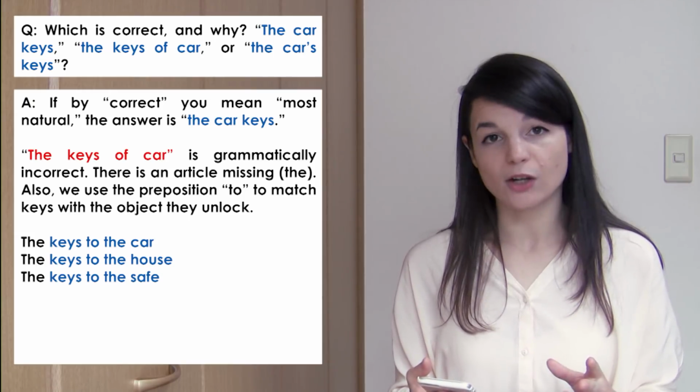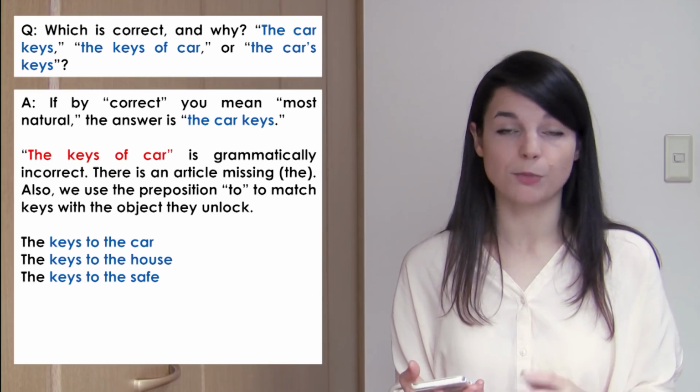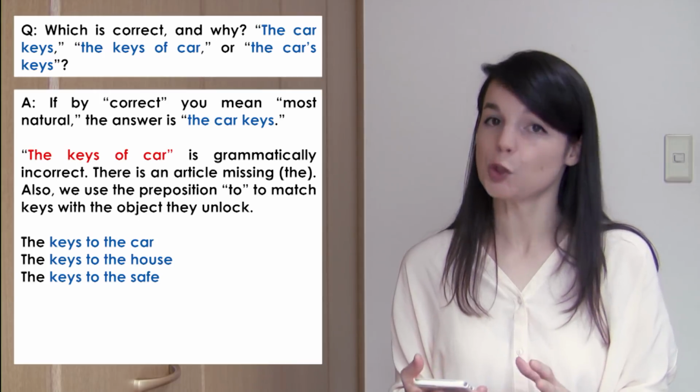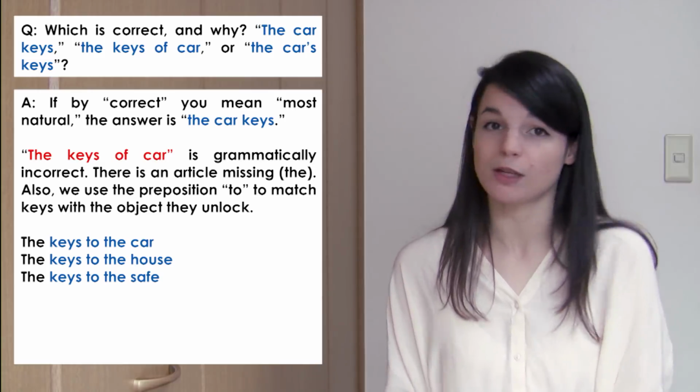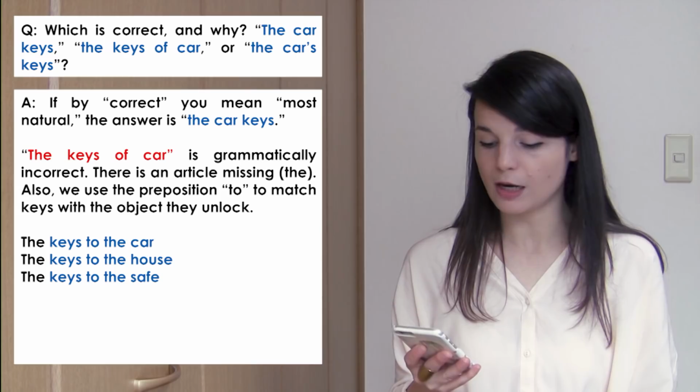So one, you're missing an article, the keys of the car. Also, the preposition used is incorrect. The keys to the car would be correct. We could say that. Where are the keys to the car? That would be okay. But the keys of car is incorrect.